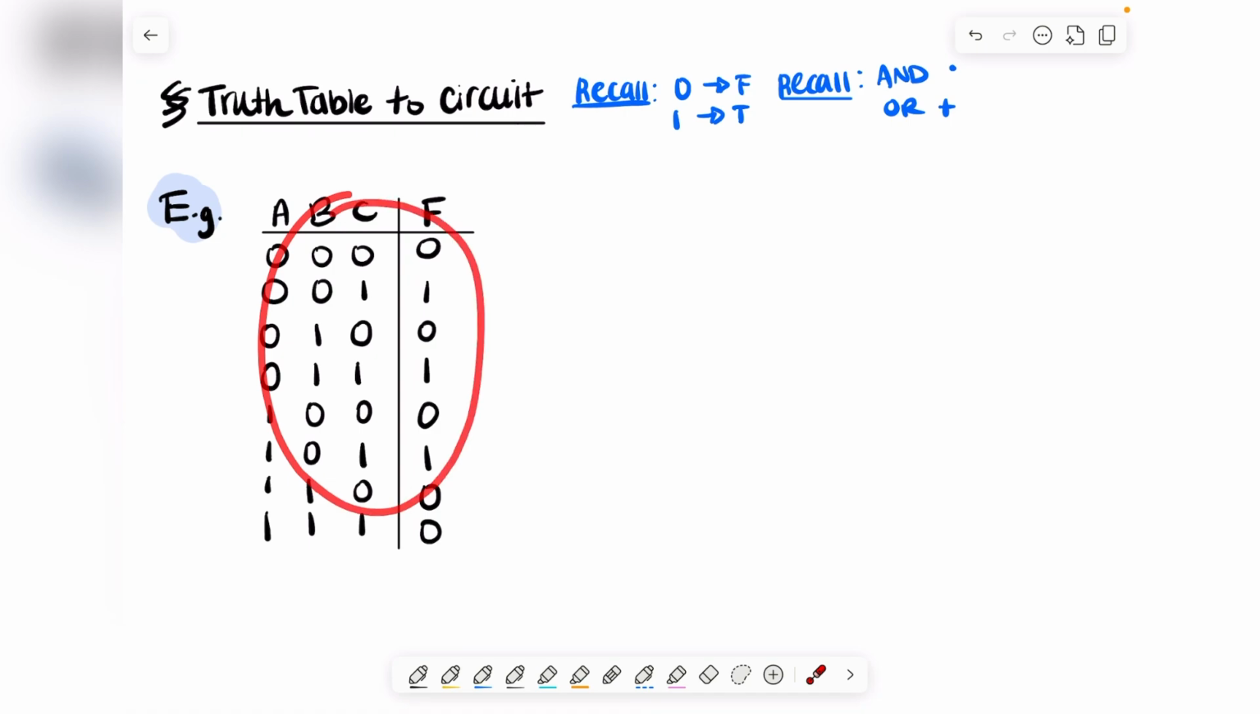We're given a truth table and we're told to draw the circuit. Now in this lesson, we're dealing with just three things: truth table, circuit, and formula. No matter what you're doing, no matter where you're going, from truth table to circuit or the other way around, you need a formula.